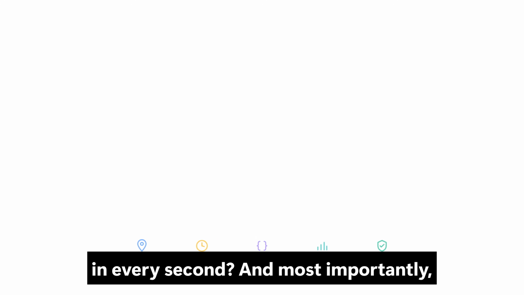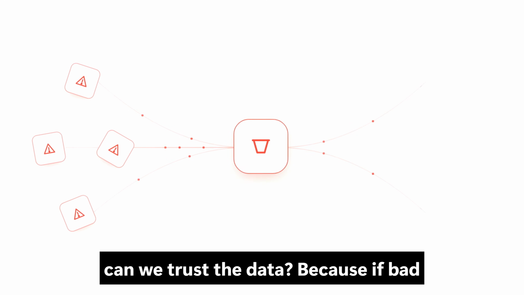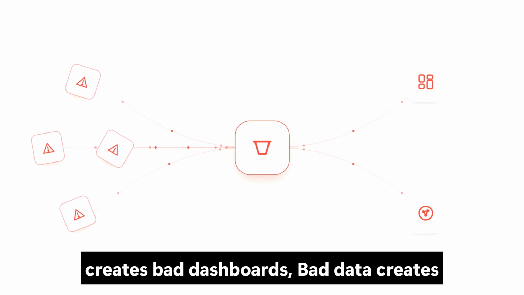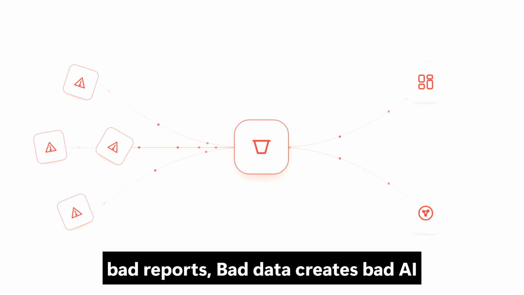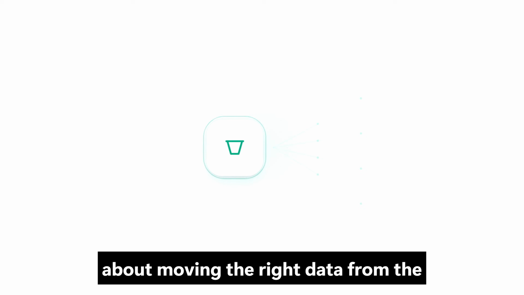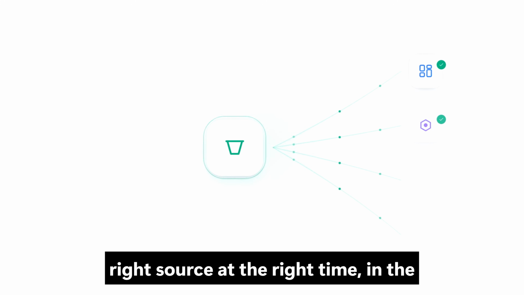And most importantly, can we trust the data? Because if bad data enters the pipeline, everything after that becomes a problem. Bad data creates bad dashboards. Bad data creates bad reports. Bad data creates bad AI results. This is why data ingestion is not just about moving data. It is also about moving the right data from the right source at the right time in the right format.